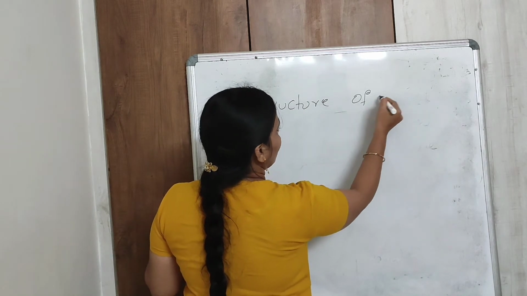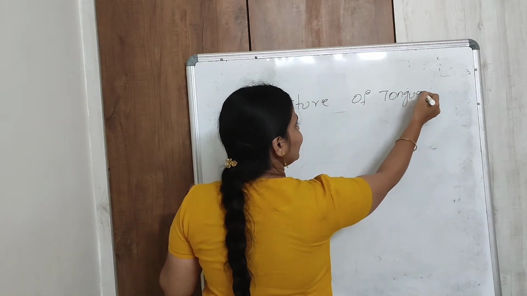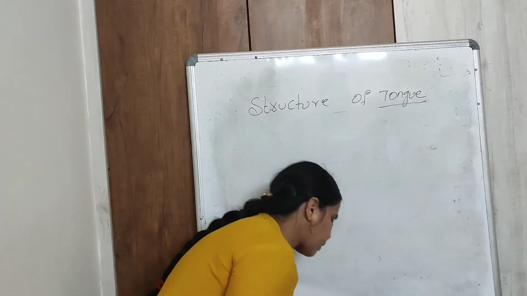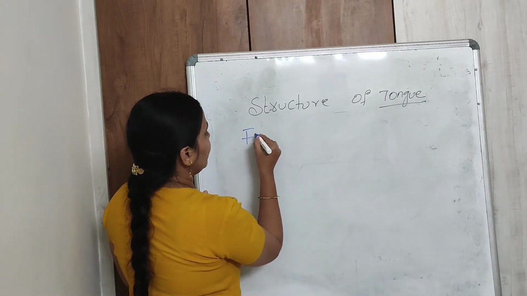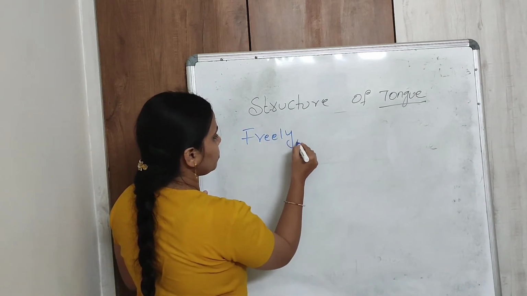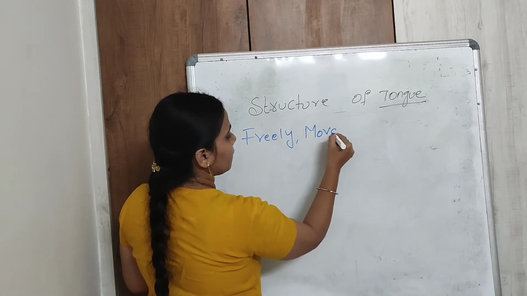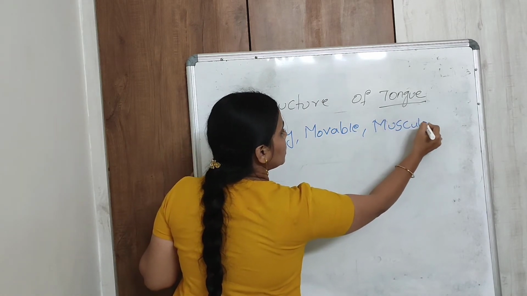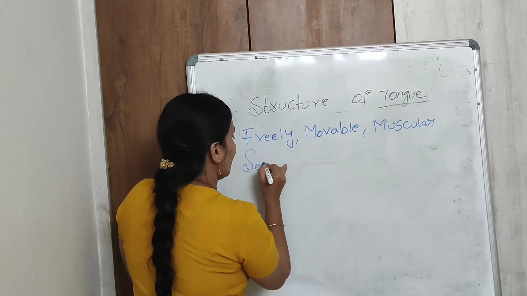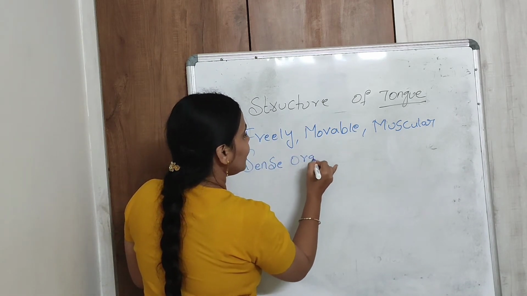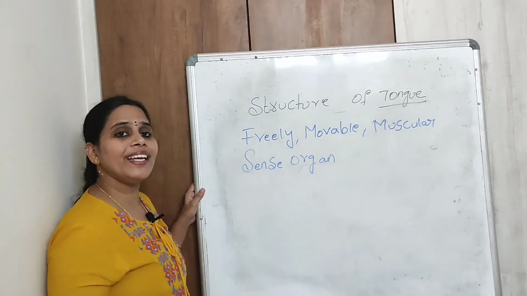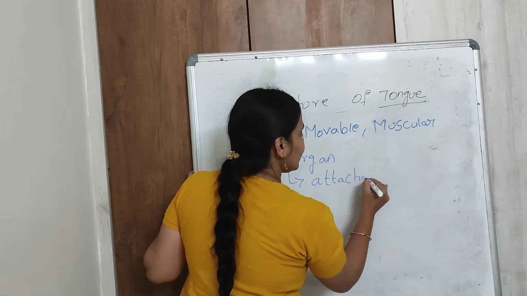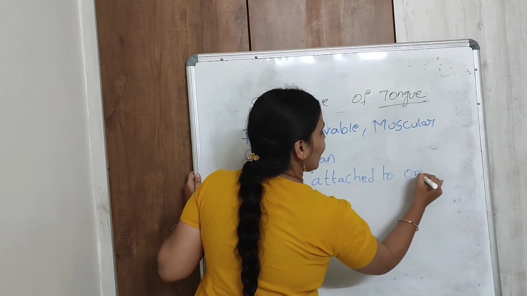Structure of the tongue. So first of all, what is a tongue? Let's discuss first what is a tongue. Right. Tongue is a freely movable muscular, this is important, sense organ. So the tongue is one of the sense organs in our body. It is attached to the oral cavity.